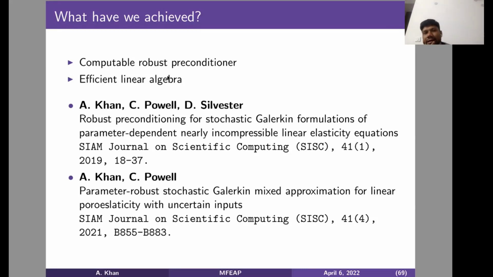The next thing is, can we derive a posteriori estimators for this. So now we are working on deriving a posteriori estimators for this parameter dependent PDE, using some deterministic setting. Can we talk about the a posteriori?